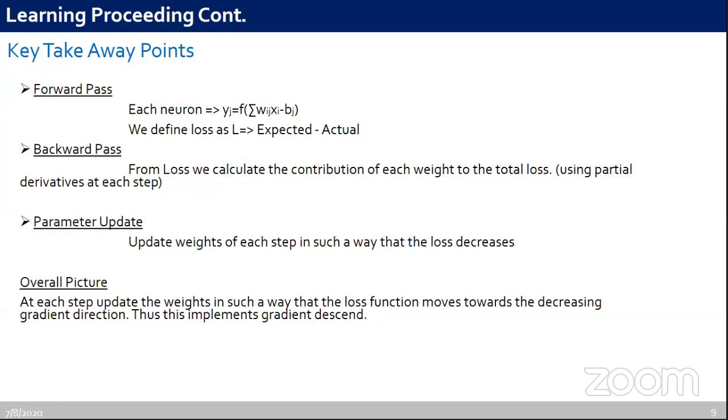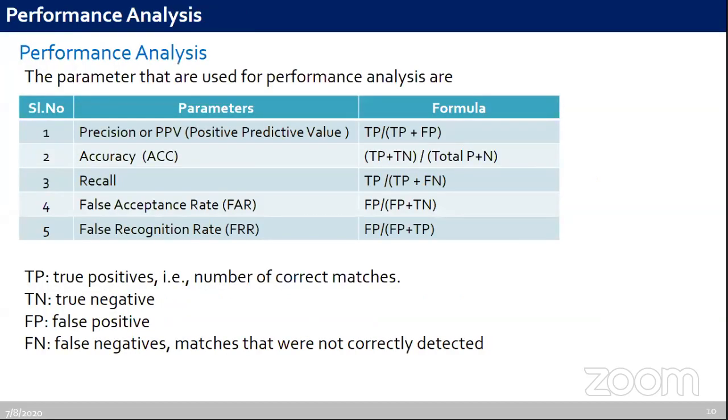This is something like a gradient descent, which you would have learned in theory. When you are implementing a machine learning model or a deep learning model, then you will have some performance parameters. So what are your parameters? The first parameter is something called precision. Second is accuracy. Third is recall, false acceptance rate, false recognition rate.